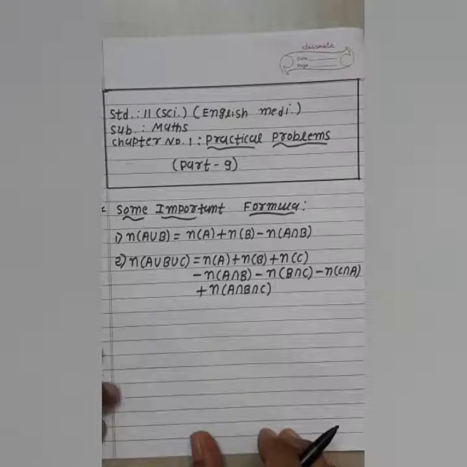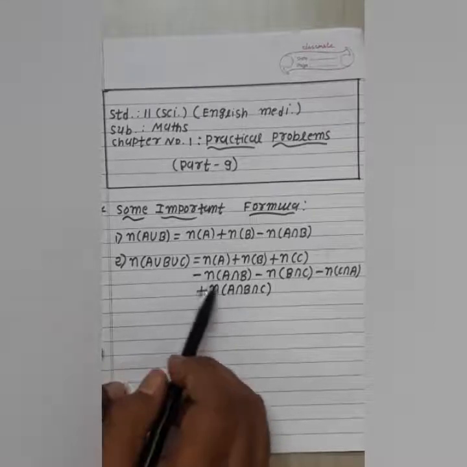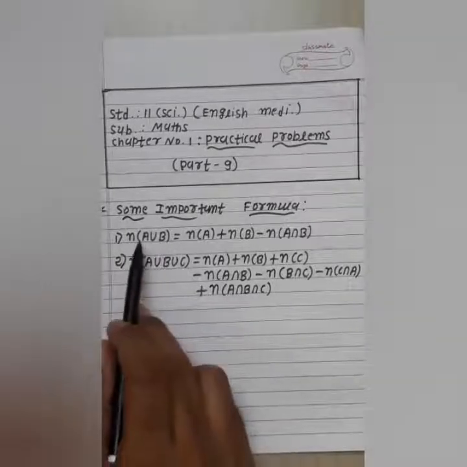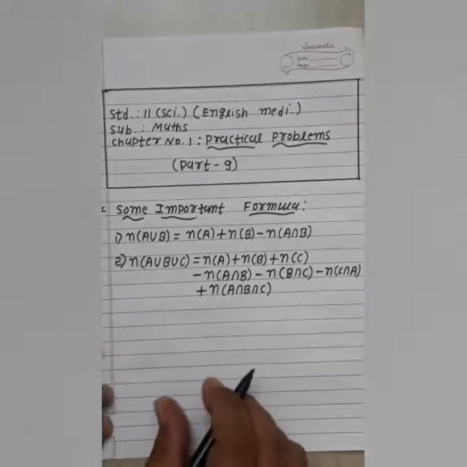So when three sets are present, three terms are present, and we use this formula. When only two terms are present, we use the first formula.